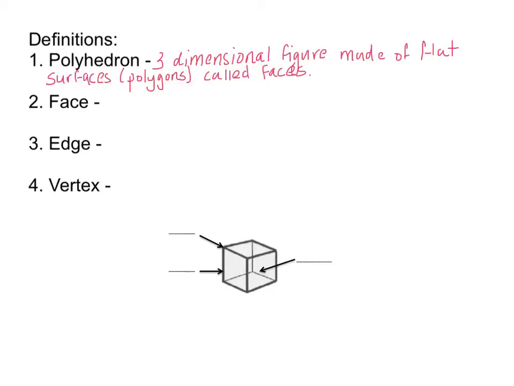Our next definition is a face, which is the flat surface of a polyhedron. If you look at this figure below, a face would be one of these flat surfaces right there on that cube, which is a polyhedron.